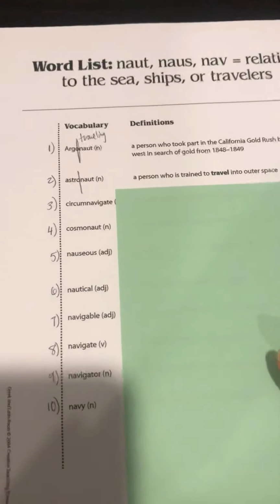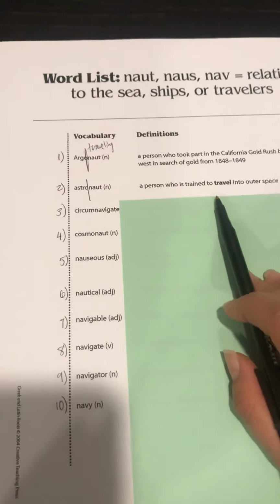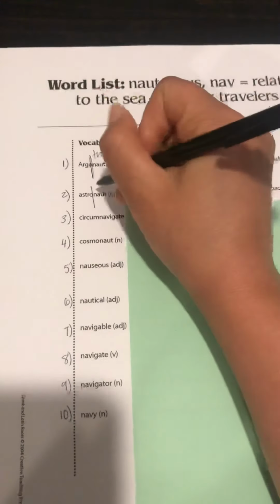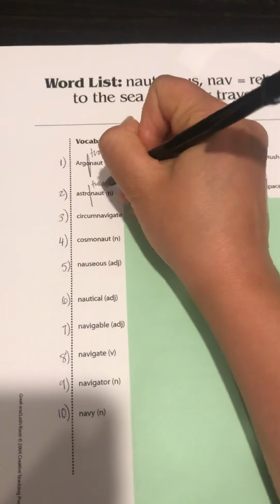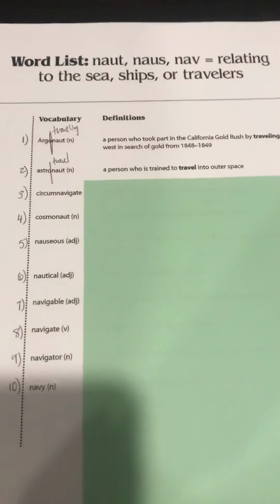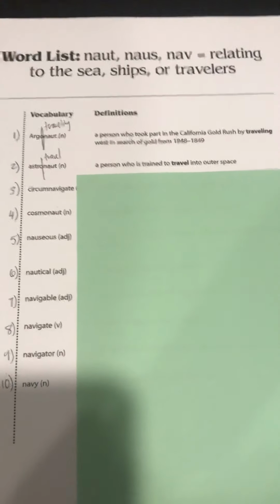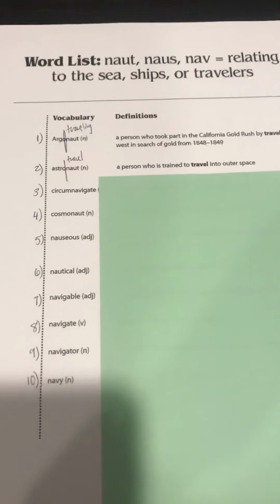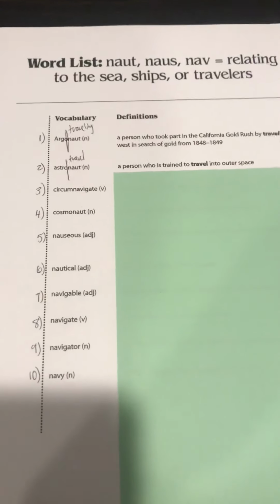It is a person who is trained to travel into outer space. So here we see travel. Okay, I know many of you are doing the biography project on a very famous astronaut named Sally Ride. Astronaut.